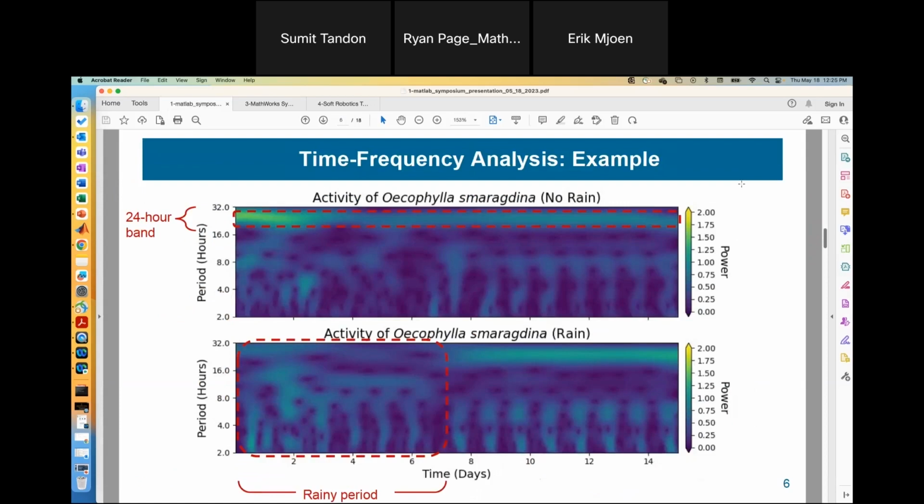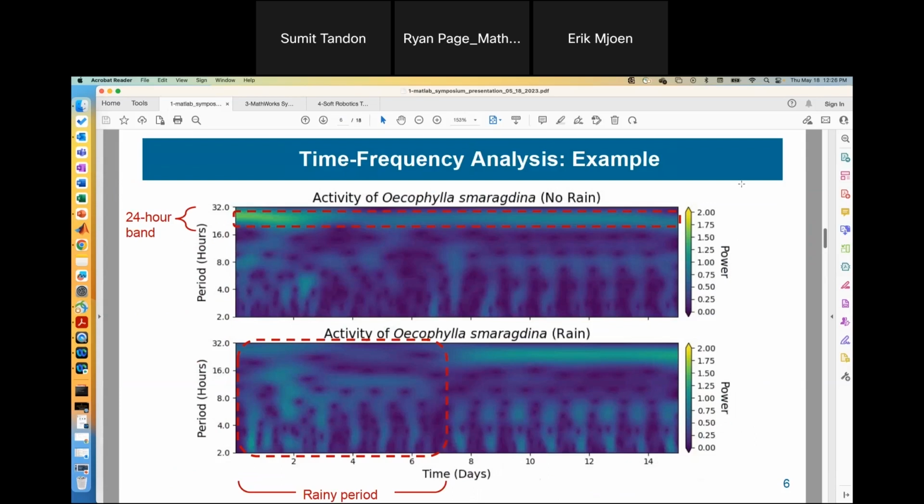And here's a quick example of the CWT in action for one of my projects. And this has to do with environmental effects on the activity of ants. And this is in collaboration with, of course, my PI, Ben, and Dr. Abhishek Dolai. And here I use it to characterize the activity of the Asian weaver ant under various environmental conditions. And the top plot applies the CWT to the number of entries per hour into the ant nest over the course of 15 days. Nothing crazy going on there, no rain.